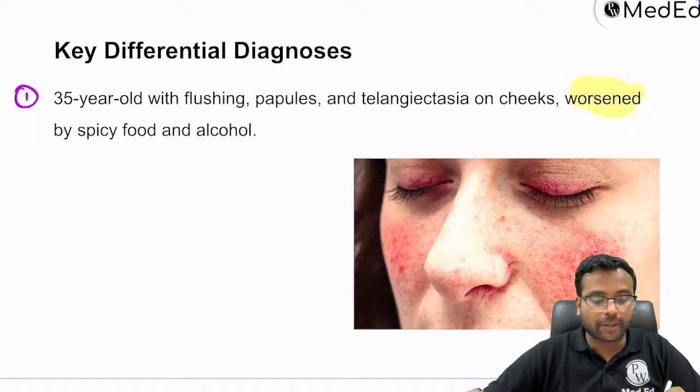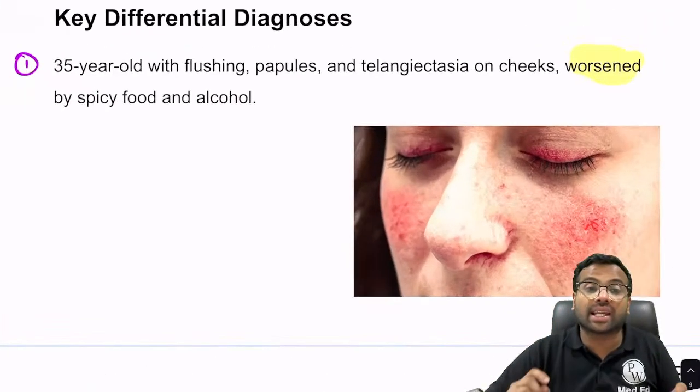So what is the answer here? I'll just zoom this image for you. In this image, if I zoom it further, I can very well see that dilated blood vessels can be seen, isn't it? These dilated blood vessels are called telangiectasia.